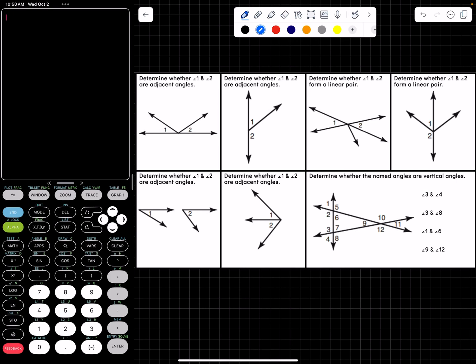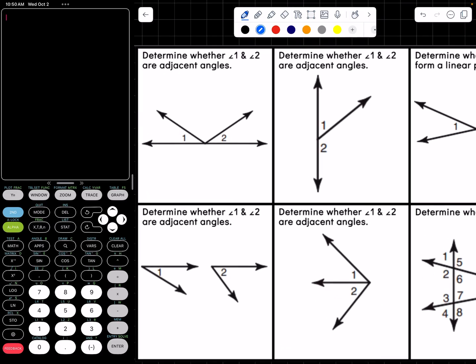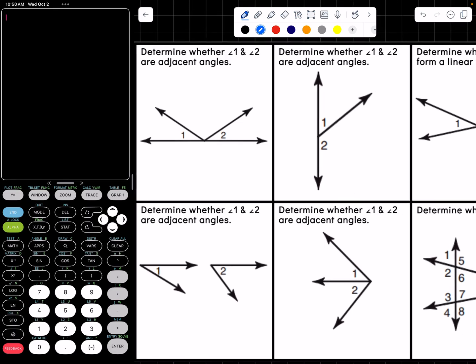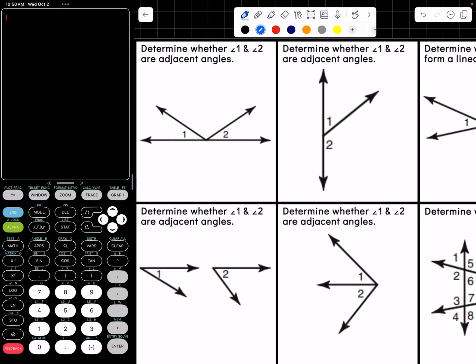On this slide, we're doing a lot of determining, talking about adjacent angles, linear pairs, and vertical angles. So let's get going on this left side. All of these questions, we're determining whether these angles form adjacent angles. And remember, adjacent angles have to be right next to each other. They've got to share a common vertex and side.